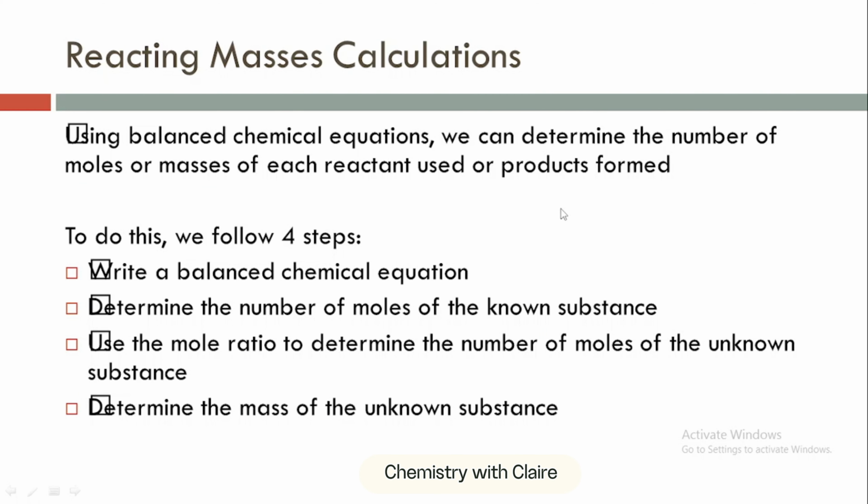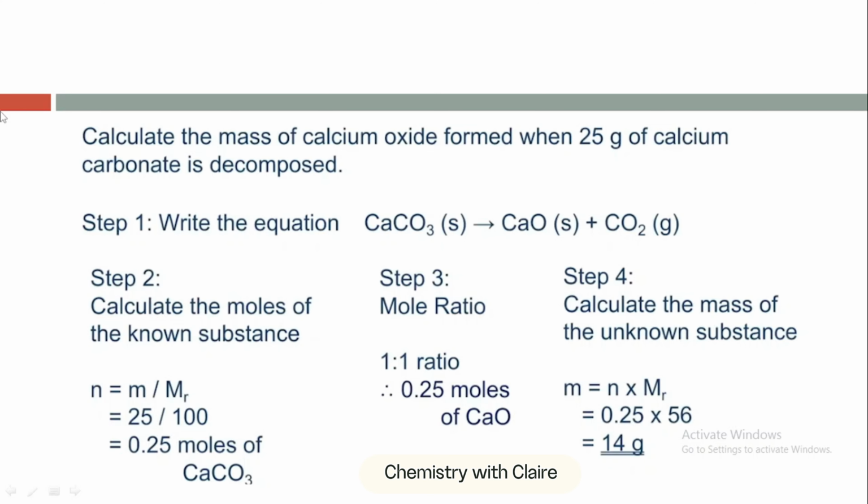Now, to calculate reacting masses, 4 steps need to be followed. First, you need a balanced chemical equation. Then you have to determine the number of moles of the known substance. Next, you will use the molar ratio according to the chemical reaction and then find the mass of the unknown substance.